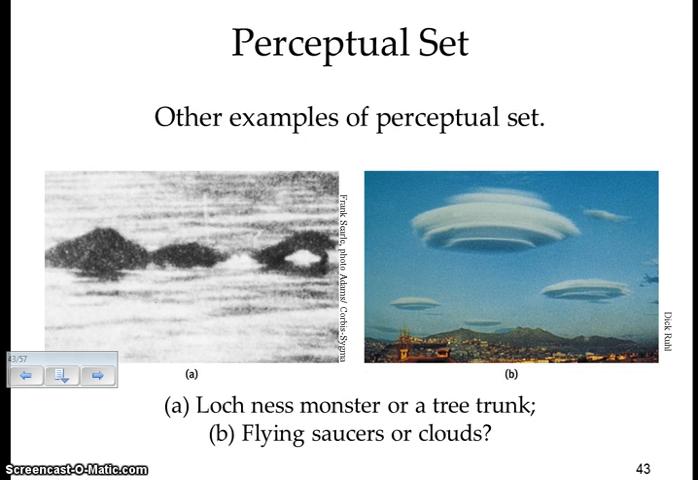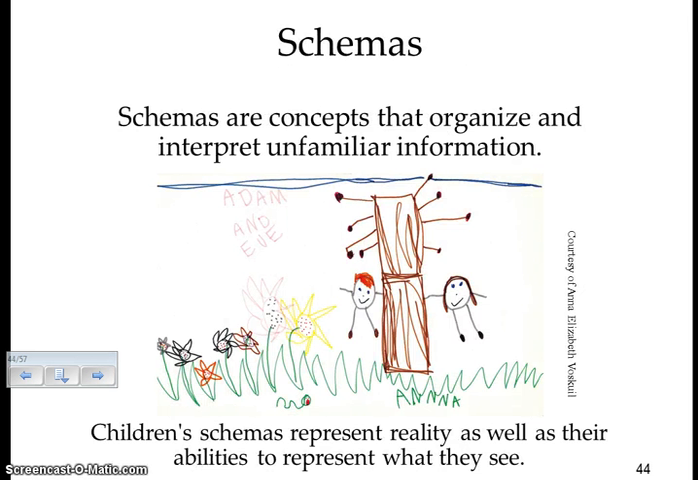Other examples of perceptual set. So, what is this? Loch Ness Monster, or it could be a tree trunk. Or this could be a flying saucer, or it could just be clouds. It's whatever you want. Schemas are concepts that organize and interpret unfamiliar information. Remember, this is with Piaget. Children's schemas represent reality as well as their ability to represent what they see. So this child drew Adam and Eve, and there's a little snake, and there's some grass, and it looks like they may have tried to write their name there. That's a tree, and that's Adam, and that's Eve, and this is how kids see the world.